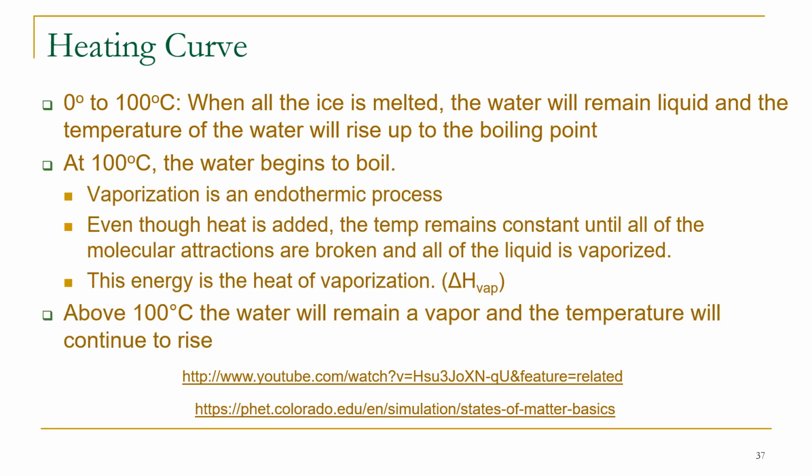Now, throughout the process of boiling, because vaporization is also endothermic, we're adding heat. But even though we're adding heat, the temperature is not changing. The temperature will stay constant throughout the whole process, because all the heat is going to break intermolecular attractions until all of the liquid is vaporized. So that heat of vaporization is what's required to break those attractions. Once all the liquid has been vaporized, and the gas is at 100 degrees Celsius, if we keep heating up the gas, eventually the temperature should rise.